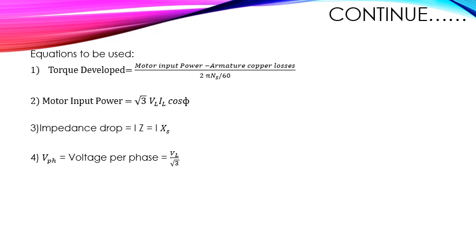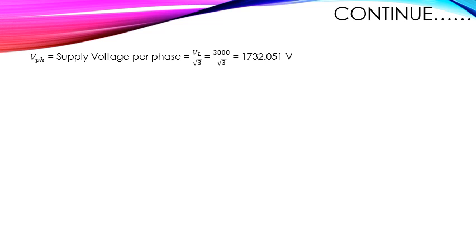Then phase voltage is equal to VL by root 3. Then power factor, that is cos phi. And then line induced EMF equal to root 3 times the phase EMF. So put the values and get the answer. The phase voltage is 3000 divided by root 3, then you will get 1732.051 volts.